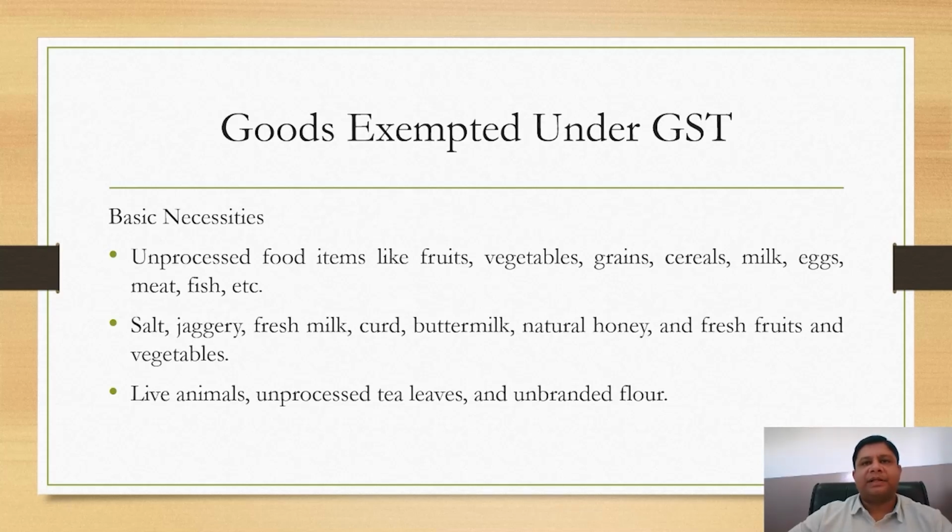Exempted goods help in reducing the tax burden on essential commodities and specific categories of goods. Here are some categories of goods exempted under GST in India. Basic necessities, unprocessed food items like fruits, vegetables, grains, cereals, milk, eggs, meat, fish, etc., salt, jaggery, fresh milk, curd, buttermilk, natural honey, and fresh fruits and vegetables, live animals, unprocessed tea leaves, and unbranded flour.